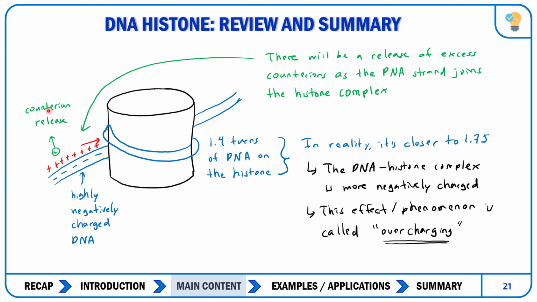The one thing about this is that in reality there are approximately 1.75 turns of DNA on the histone, but when we analyzed how many turns of DNA on the histone would neutralize the charge for both, it was 1.4 turns. Because there are more turns in reality than in our modeling, the whole DNA histone complex will have more DNA than we predicted and therefore a slightly more negative charge than we predicted. So this effect is called overcharging.